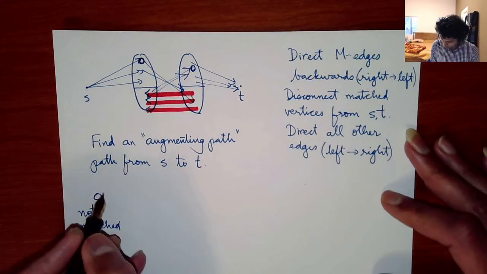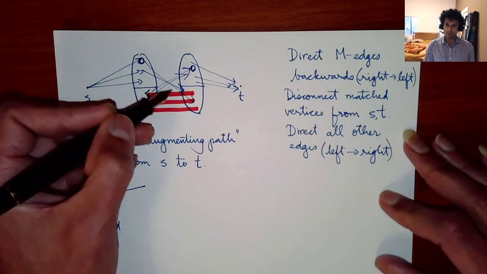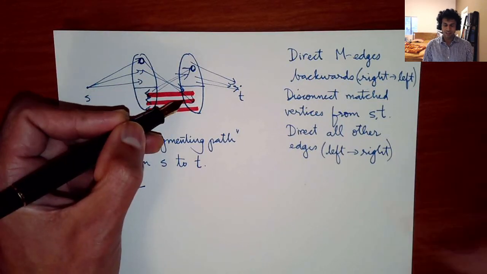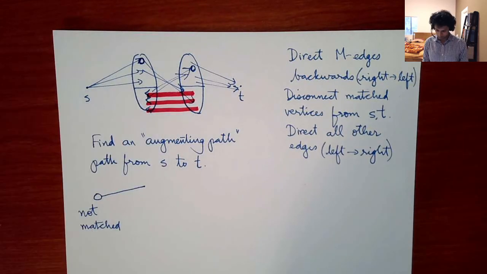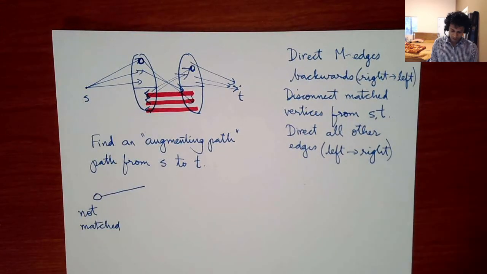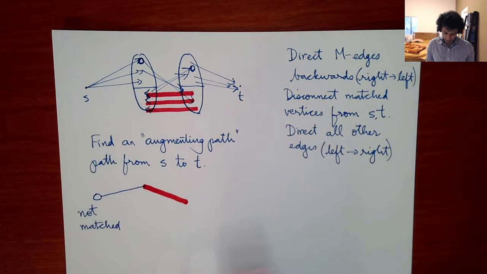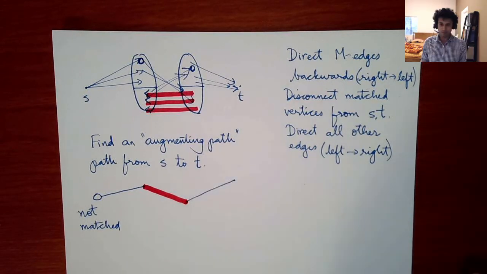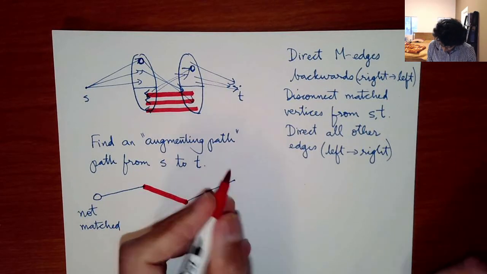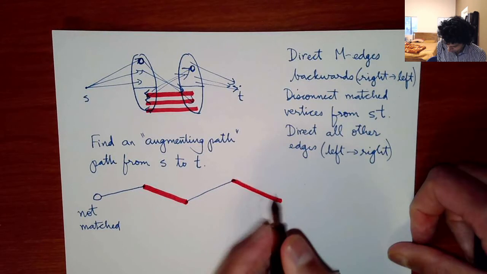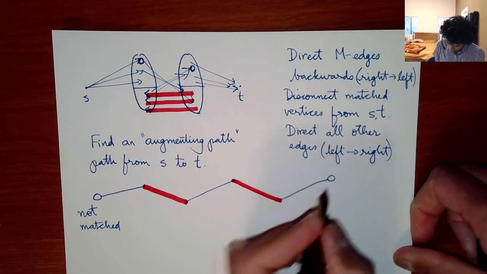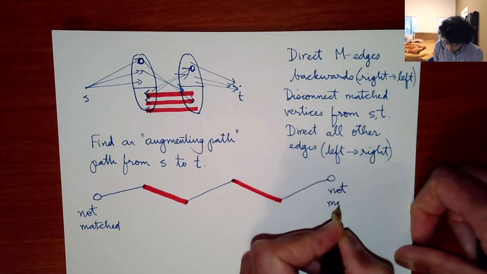It's going to take some forward edge. That's one of these edges. Then it has to go back, and the only edges that allow it to go back are the matching edges. So it's going to take one of these edges, then it takes a red edge, then it takes another edge, and then a red edge, and finally it reaches another vertex that is not matched.